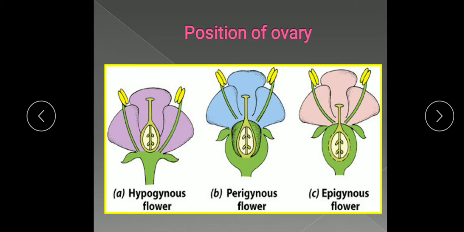Examples: brassica, mustard, lycopersicon, that is tomato. So this is a hypogynous flower.